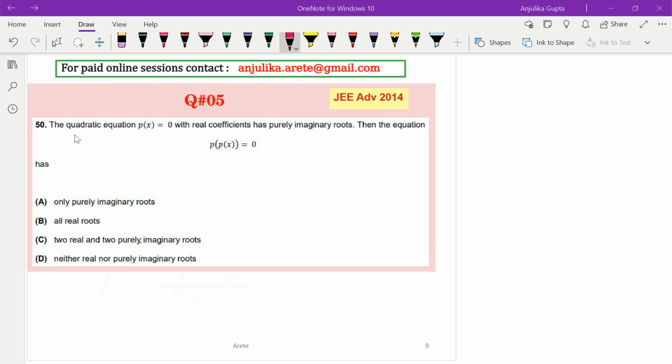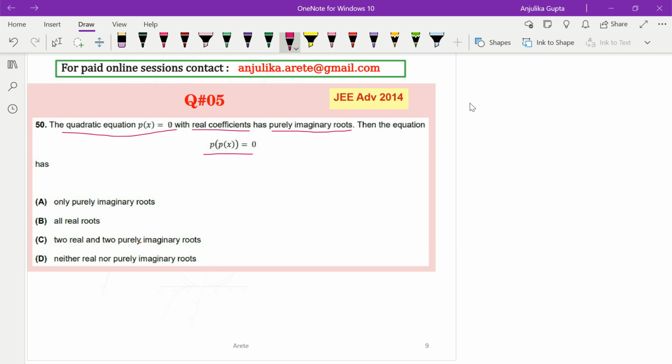We have an easy but a little bit conceptual question. It says that you have a quadratic equation p(x) = 0. It has real coefficients and it is telling you that it has purely imaginary roots. Now they are looking at whether it has purely imaginary roots or real roots or something like that. What do we do? Okay, we can start with an example.